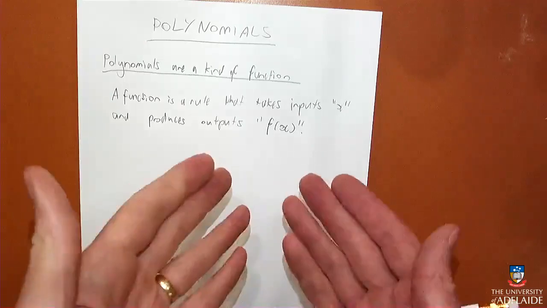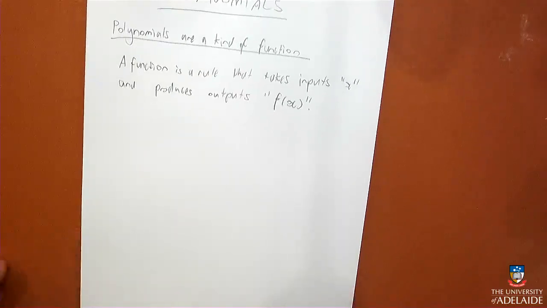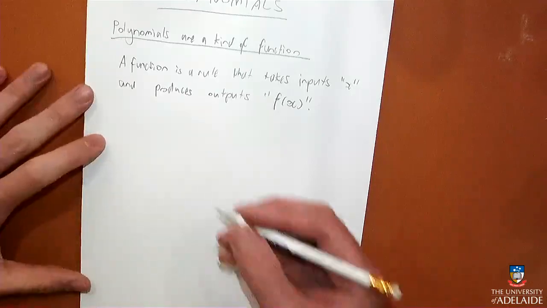And it's not always f, it could be anything. It's tradition to use f for function, but if you're using more than one of them, they'll need different letters of their own. Okay, so for example, a polynomial is a particular kind of function that is done using a formula.